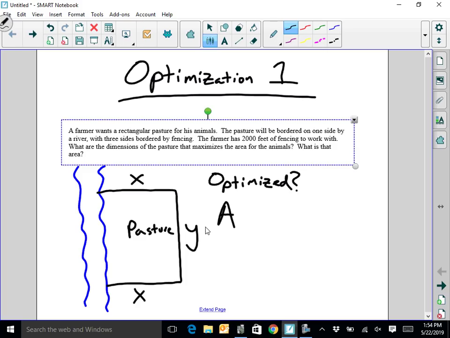X is going to make the maximum area. Okay? So what you want to do is figure out what's being optimized. In this case, it's area. And then you want to write an equation for area. Well, the area of this pasture will be xy.